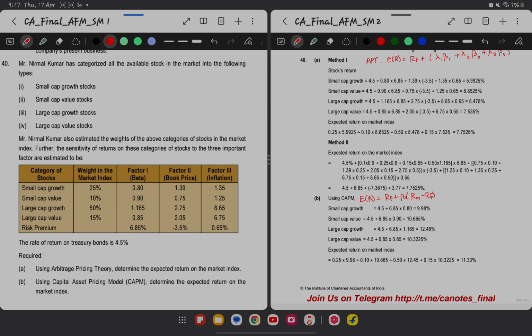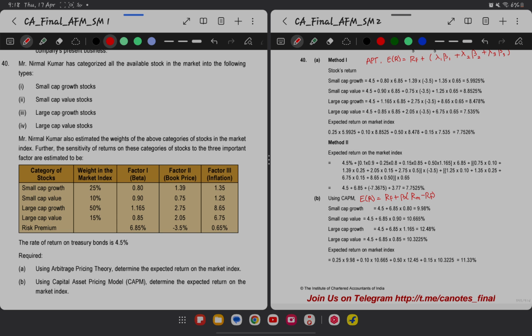Practical question 40. Mr. Nirmal Kumar has categorized all the available stock in the market into the following types: small cap growth stocks, small cap value stocks, large cap growth stocks, and large cap value stocks. Mr. Nirmal Kumar also estimated the weights of the above categories of stocks in the market index. Further, the sensitivity of returns on these categories of stocks to the three important factors was estimated to be as given. If factors are involved, then it will be APT, arbitrage pricing theory.